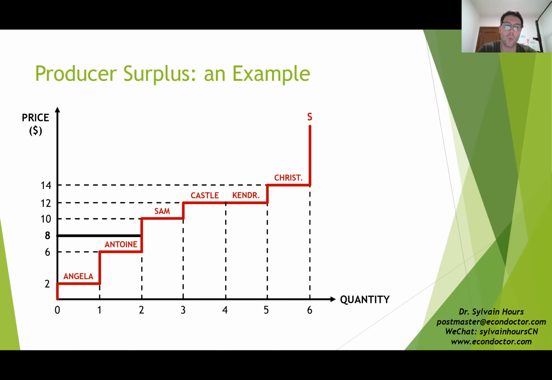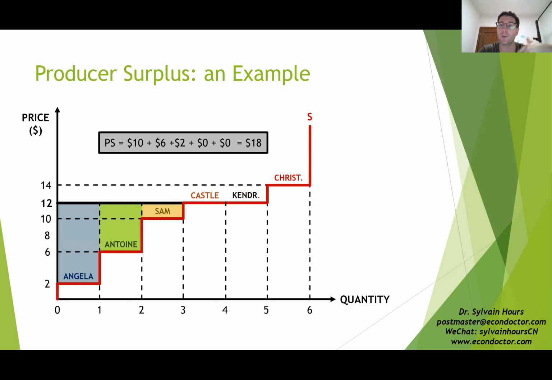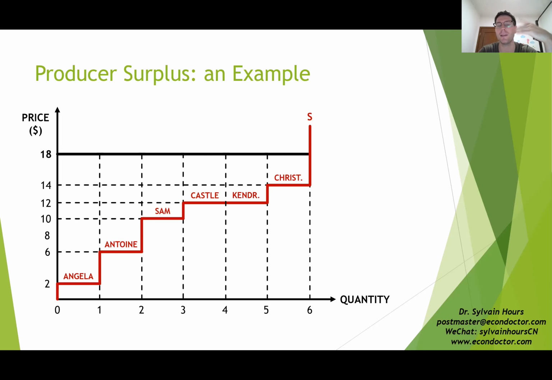And again, I can just say, okay, what if the price is $8? How many sellers will effectively supply music lessons? Here, only 2, those with the lowest minimum willingness to accept, Antoine and Angela. Angela is going to make a producer surplus of $6, Antoine only $2. What if the price is higher? How many units will be supplied? Here, 5: Angela, Antoine, Sam, Castle, and Kendrick. For each of them, I can calculate how much surplus they make, and I can look at a higher price, 18, where everybody will supply music lessons.